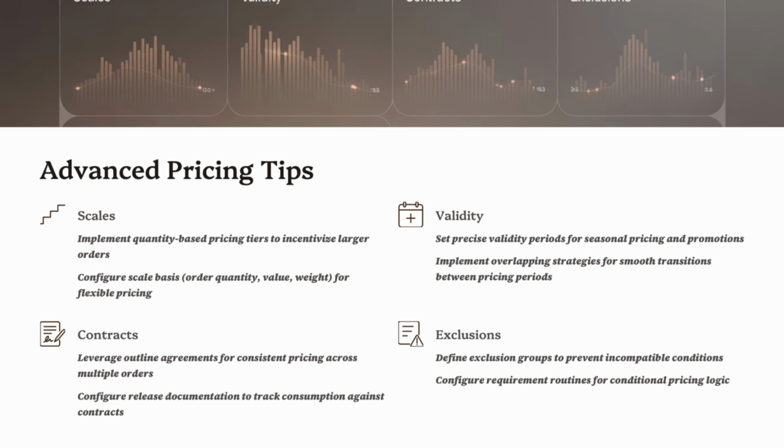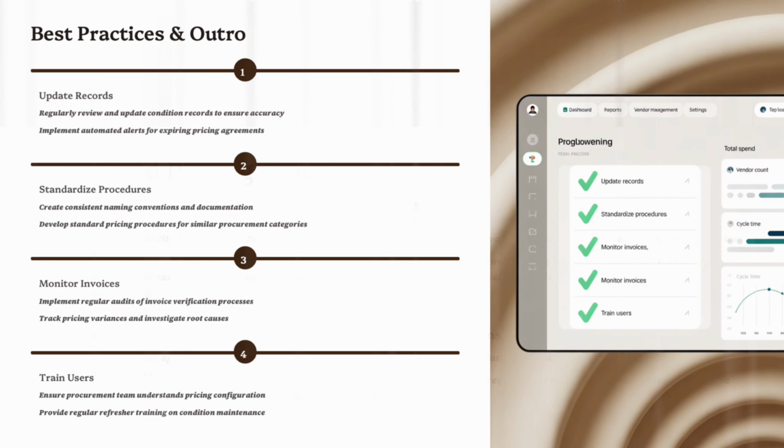Condition exclusions: SAP allows setting rules so that certain conditions override others. For example, a special discount replacing a general discount. Automatic versus manual conditions: always prefer automation. Manual conditions should only be used for exceptional cases to avoid inconsistencies. Mastering these advanced options helps consultants design pricing that truly reflects business reality and ensures procurement runs smoothly from PO creation to invoice verification.